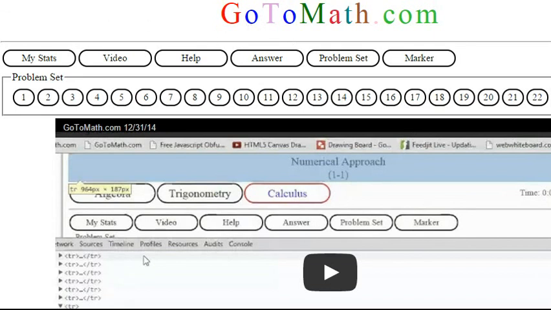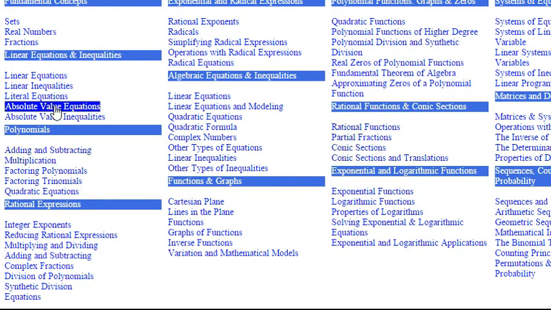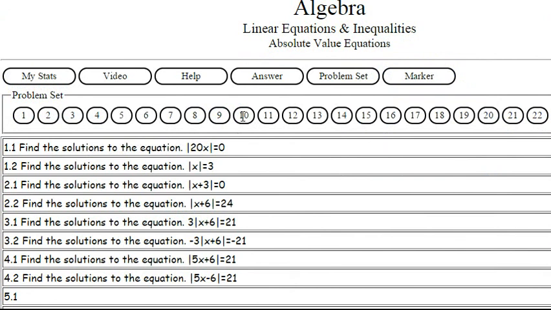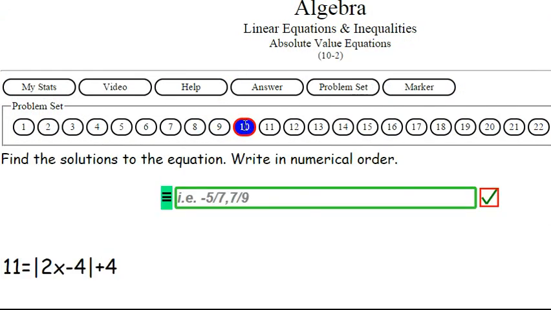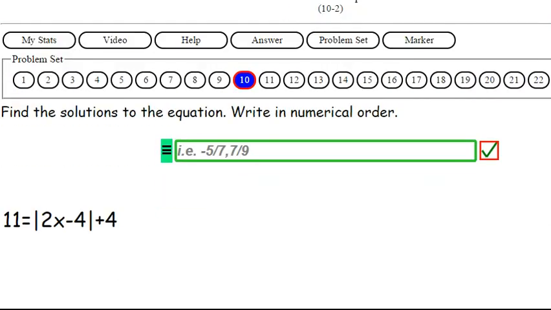Alright, we're going to go to math.com. Click on the algebra. Let's go down to absolute value equations. And I believe we're looking at 10.2 here. 10.2, the last problem of this section for right now anyway.